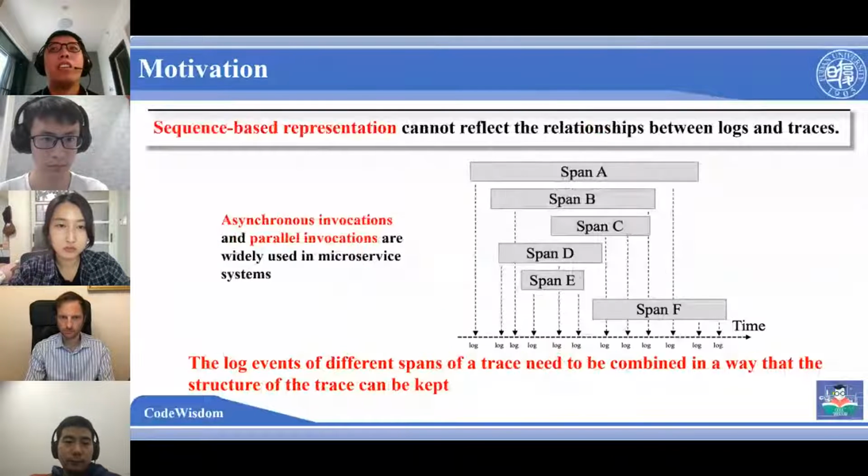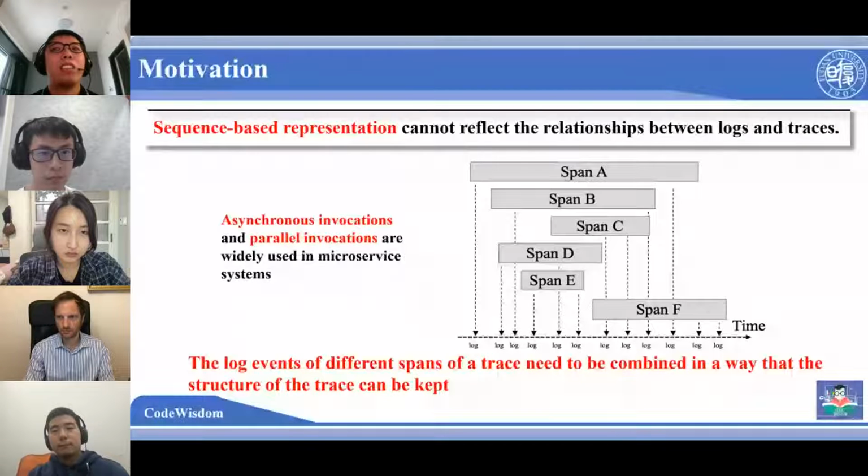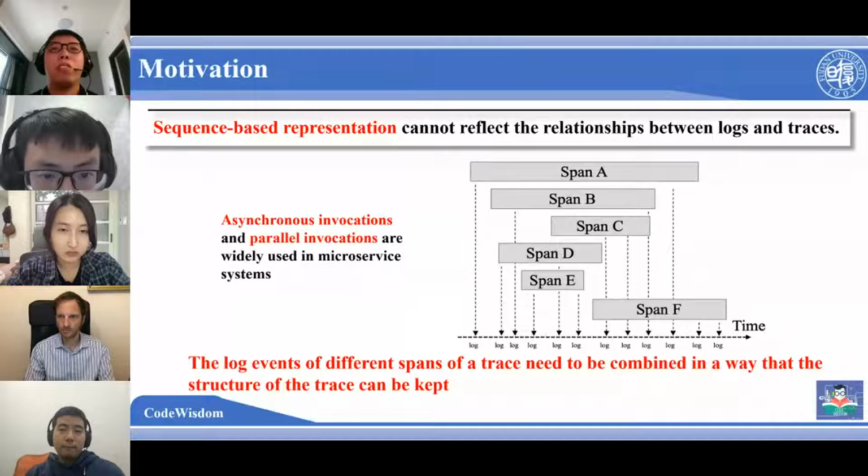On the other hand, sequence-based representation cannot reflect the relationship between logs and traces. This is because asynchronous invocations and parallel invocations are widely used in microservice systems. As shown in the figure, we can see the sequence-based representation cannot reflect the crucial relationship between the parent and children spans, and the temporal relationship between log events of the same spans. So the log events of different spans of a trace need to be combined in a way that the structure of the trace can be kept.